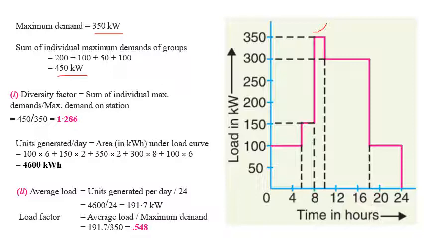Now the first thing we have to calculate is the diversity factor. We know that the formula for diversity factor is the sum of individual maximum demands divided by the maximum demand on the station. So it is 450 divided by 350, which is equal to 1.286.